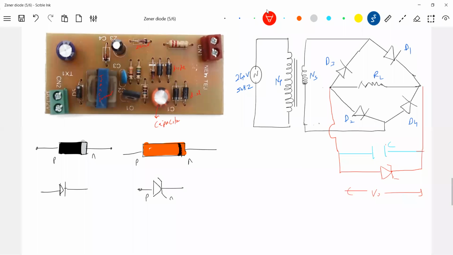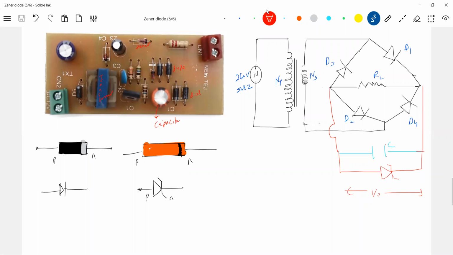Like that, we'll be having many things here. This one, this on-off button. The primary thing is that this capacitor is a filter. Then the Zener diode will come, then the four diodes. This is a bridge circuit.